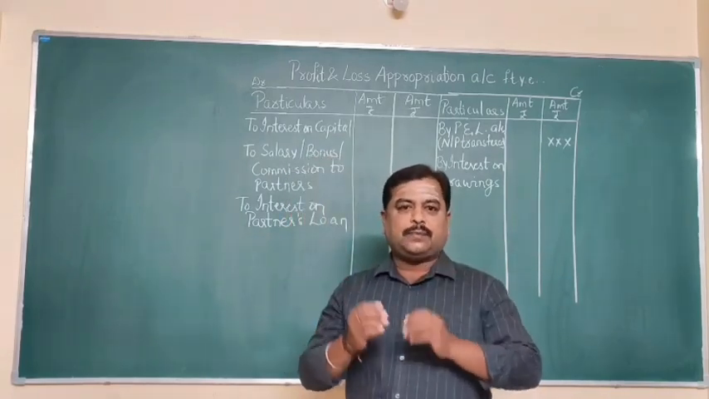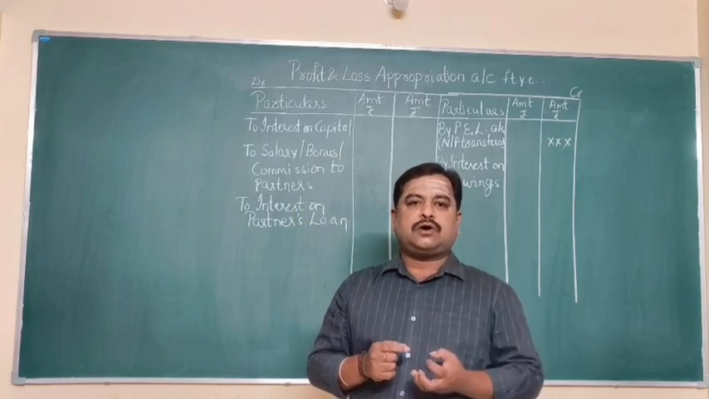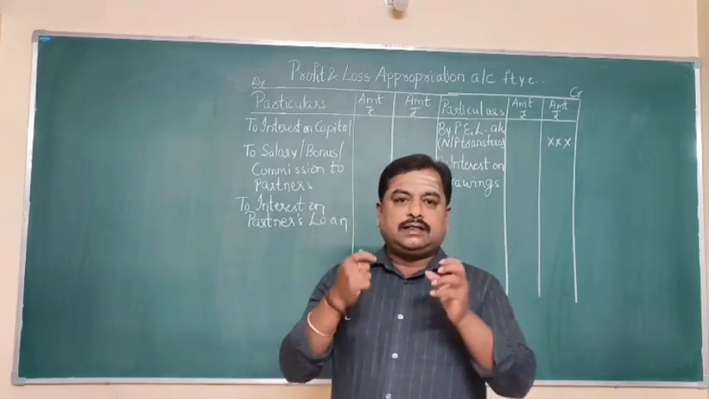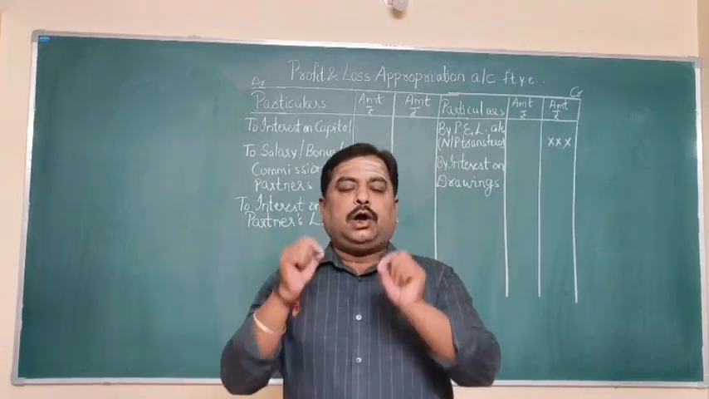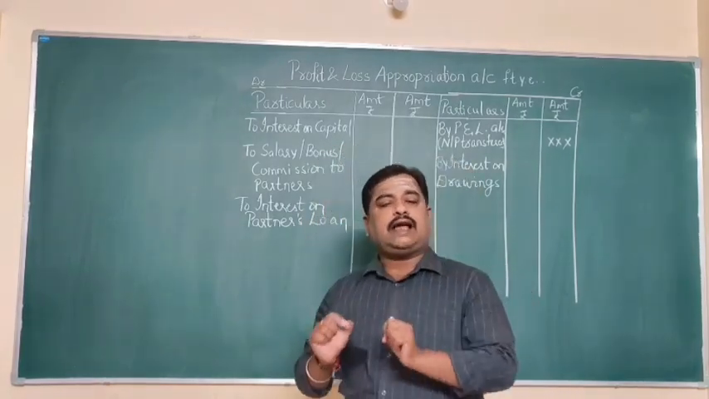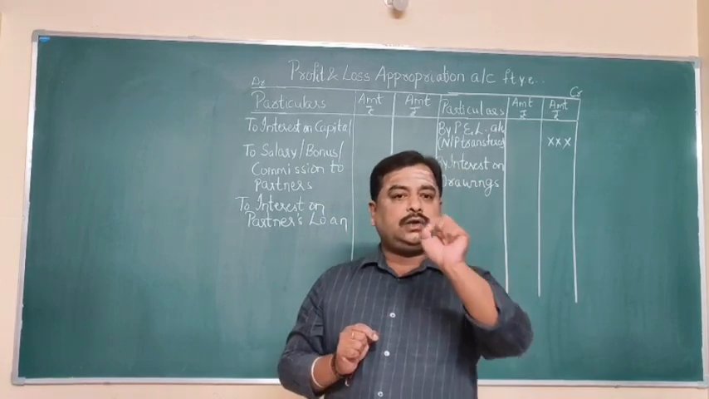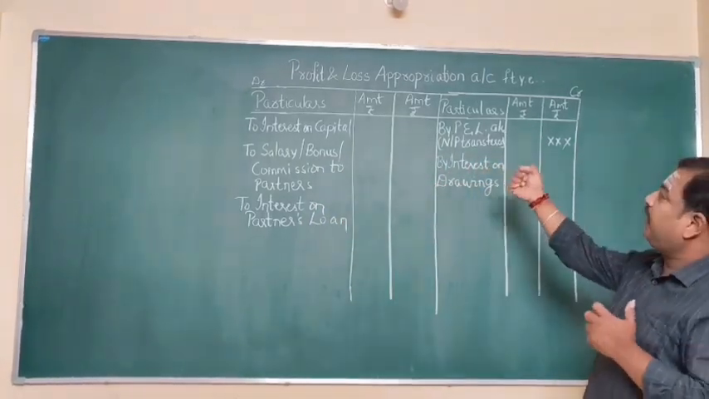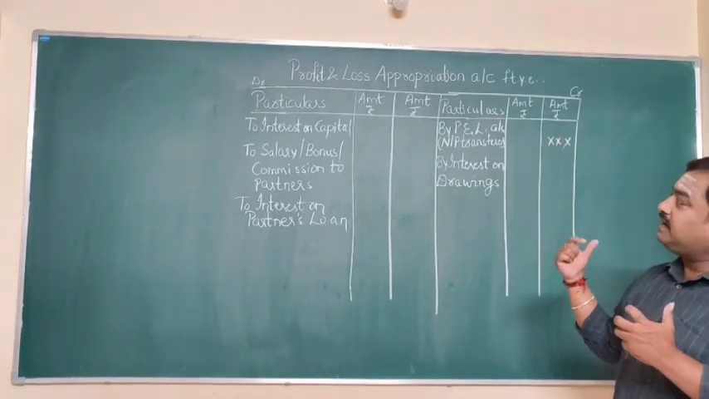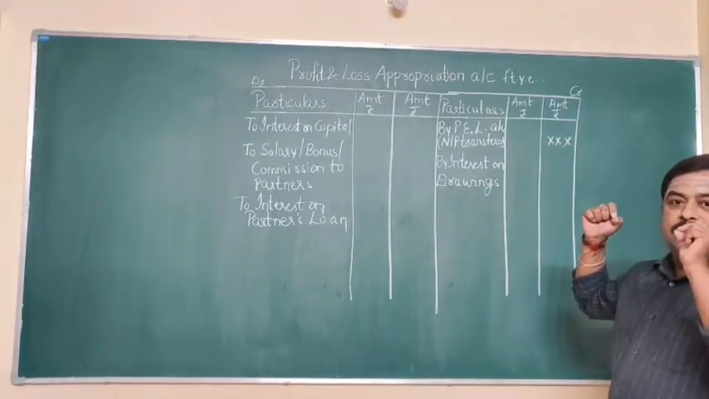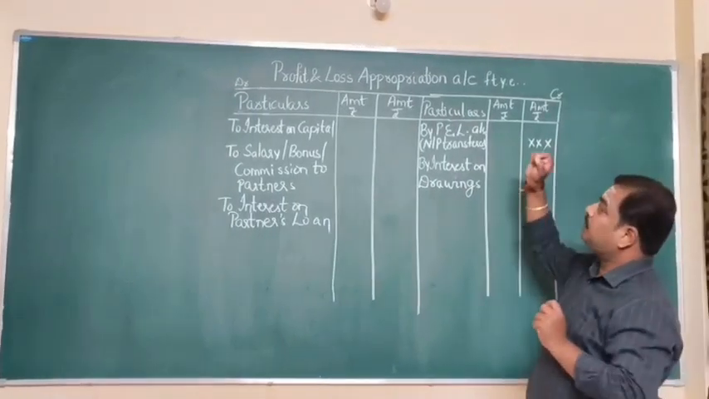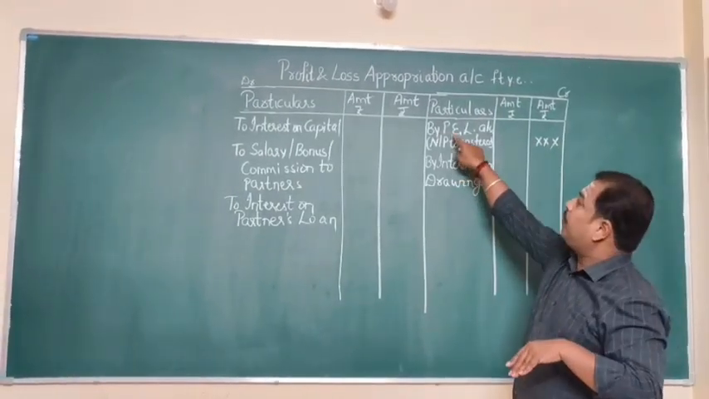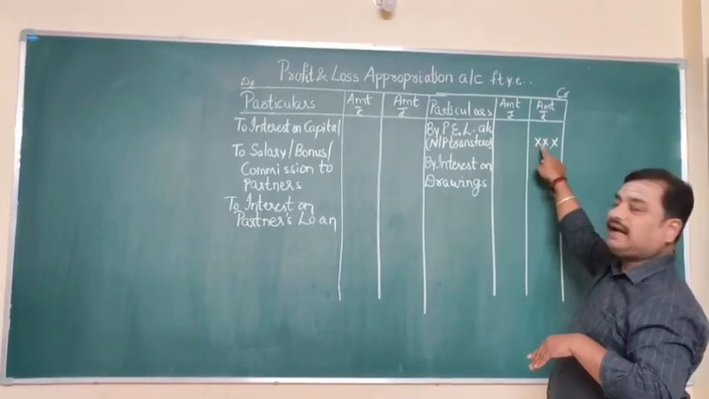Before we start solving the problem, a few basic concepts of how to prepare, or why do we prepare, profit and loss appropriation account. This account is basically prepared to record only those adjustments which are relating to the partners. I have prepared one format of profit and loss appropriation account. The first and foremost item that comes in it is the net profit transferred by the profit and loss account.